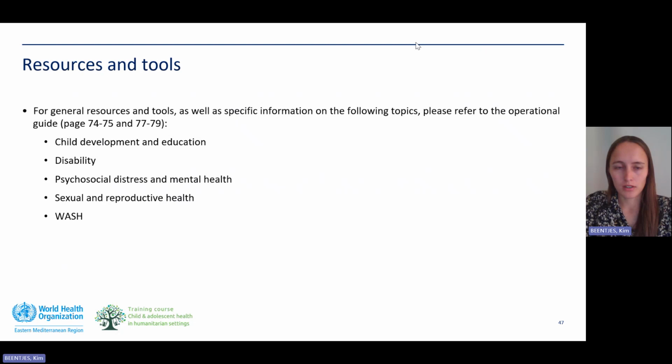Then there are some resources and tools that you may want to use. So we have general resources and tools for this module, but we also have specific information on some topics. So please, for this, refer to the operational guide, pages 74 and 75 and 77 to 79. And here there are also specific resources on child development and education, disability, psychosocial distress and mental health, sexual and reproductive health, and WASH, which are the topics that we discussed today.